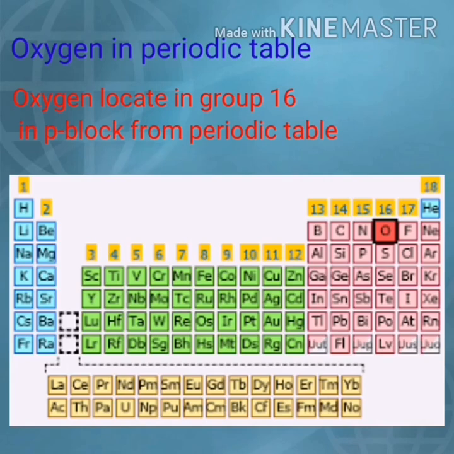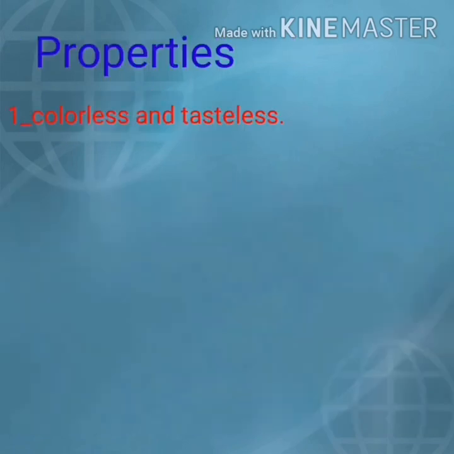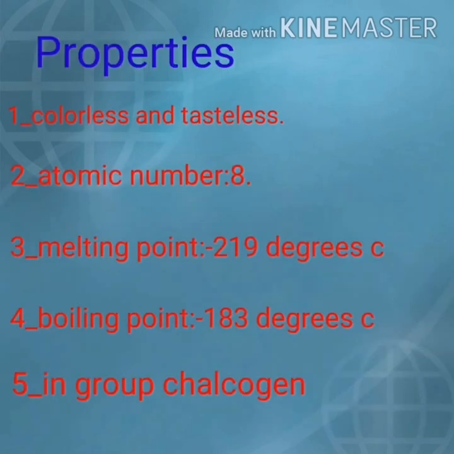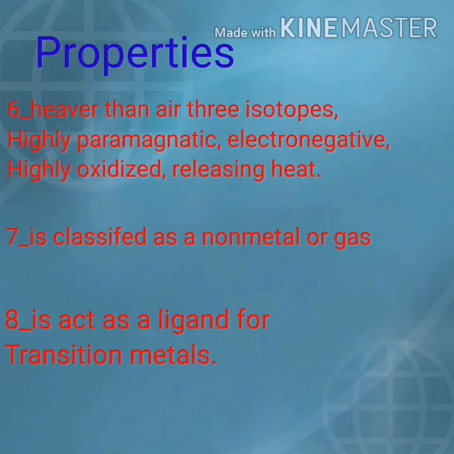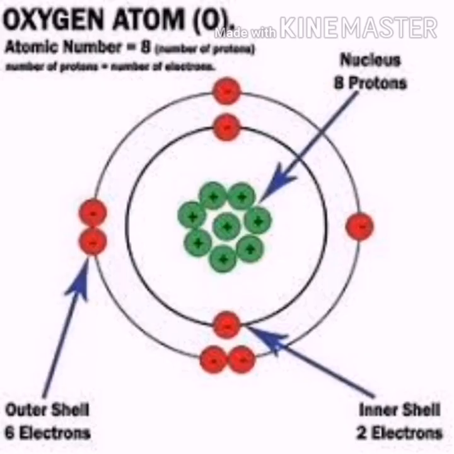Oxygen in the periodic table: oxygen is located in group 16 in the p block of the periodic table. Properties: colorless and tasteless. Atomic number 8, melting point negative 219 degrees Celsius, boiling point negative 183 degrees Celsius. In the chalcogen group, heavier than air. Highly paramagnetic, electronegative, highly oxidizing, releasing heat, classified as a non-metal or gas, it acts as a ligand for transition metals. Oxygen atoms have an outer shell of 6 electrons, an inner shell of 2 electrons and 8 protons, as we see in the picture.